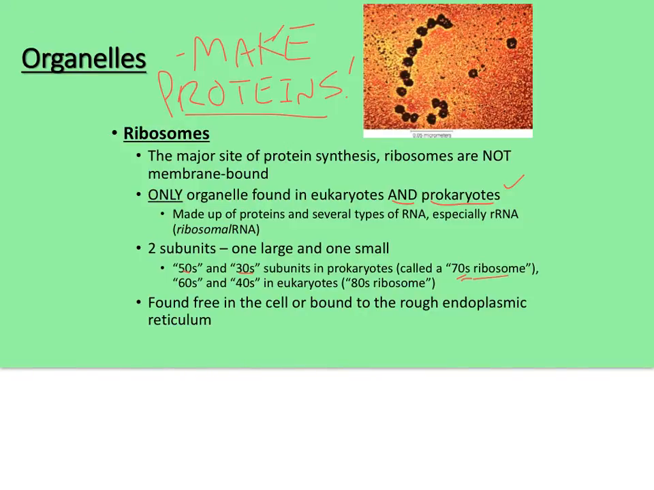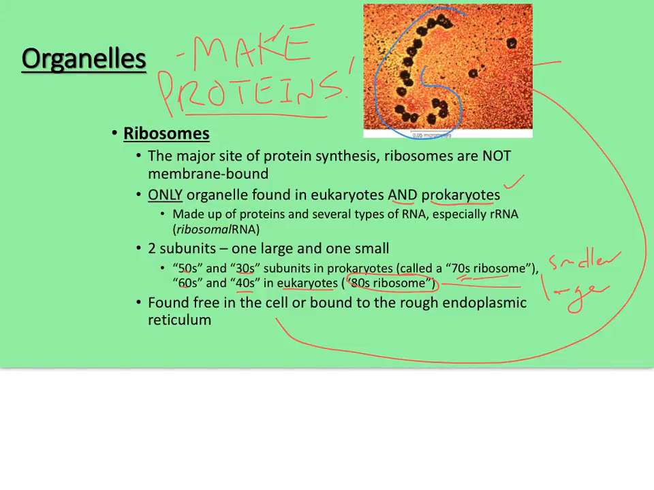Now, this is a smaller ribosome than what we see in eukaryotes, which have a 60S large subunit and a 40S small subunit, or an 80S ribosome altogether. So prokaryotes have smaller ribosomes, eukaryotes have larger ribosomes. And the ribosomes can be found freely floating out in the cell, which is what you see in this picture. This is actually a group of ribosomes working on a strand of RNA. Or the ribosomes can be attached to the rough endoplasmic reticulum, or rough ER.